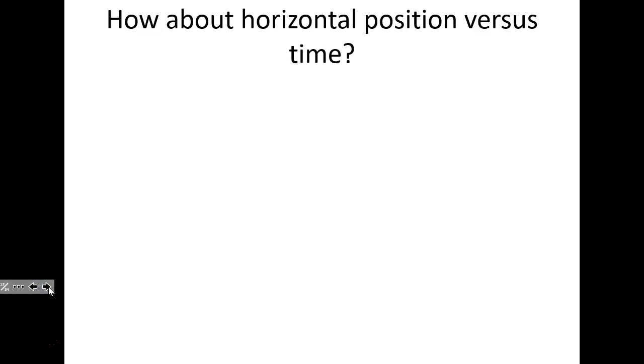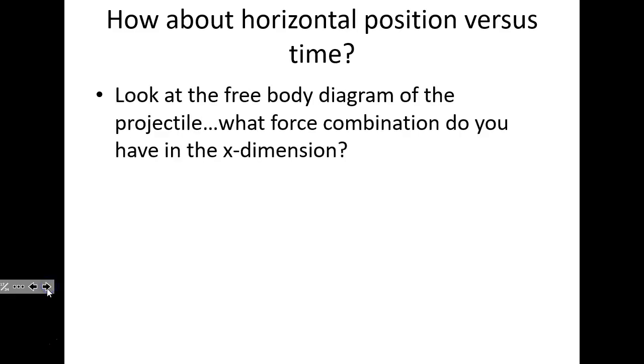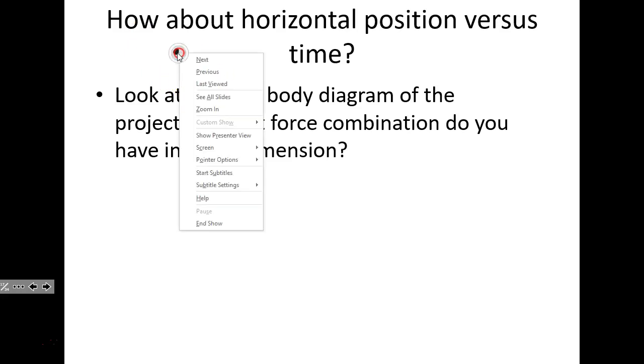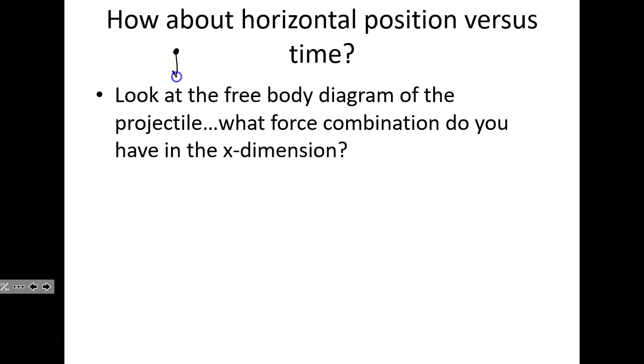All right. So how about horizontal position versus time? Look at the free body diagram. So this is for the same object that's thrown. Well, let's take an object that's thrown off of that 25-meter high cliff, and look at the object as it enters the air. As it enters the air, we have gravity down, but we have nothing else. So there is no force in the x dimension.